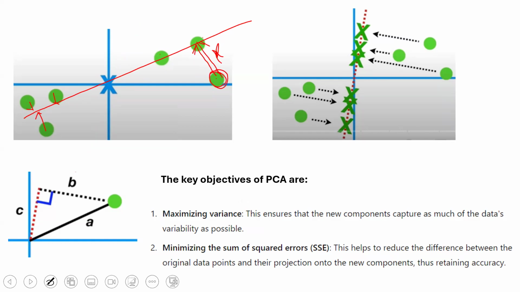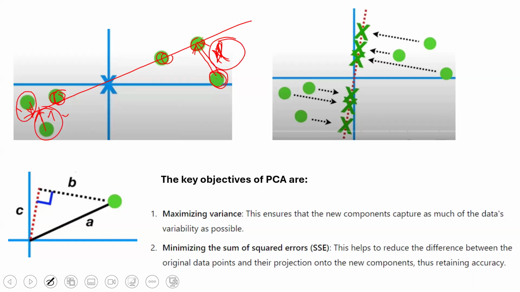There is no error here because this is on the line. You're trying to describe these points with the line. This is also on the line. This is also on the line. This has some error, deviating from that line. This also has some error, it is a little far from the line. So you're trying to sum up all these errors, x1, x2, x3. This doesn't have any error, this doesn't have any error. You're trying to sum up all these errors.